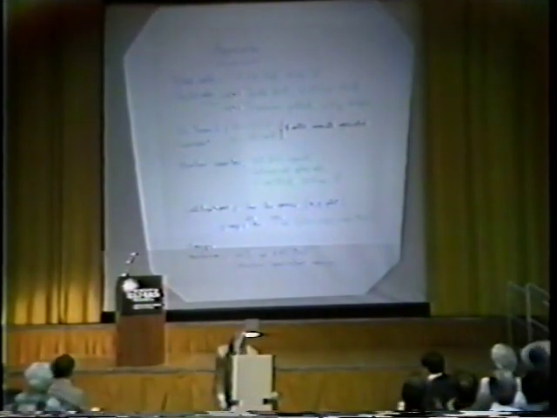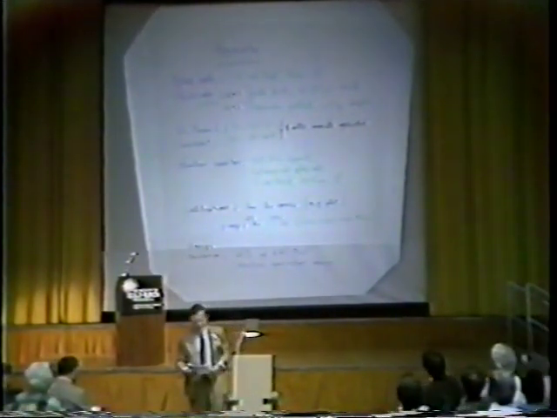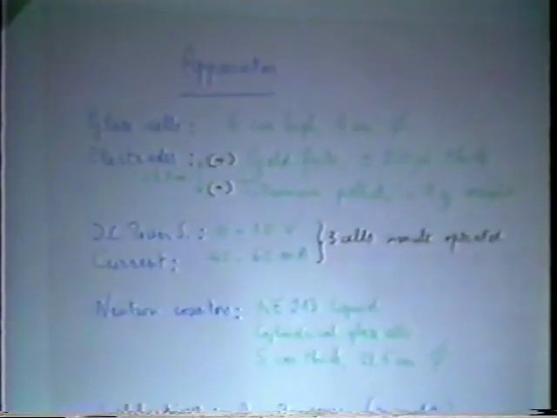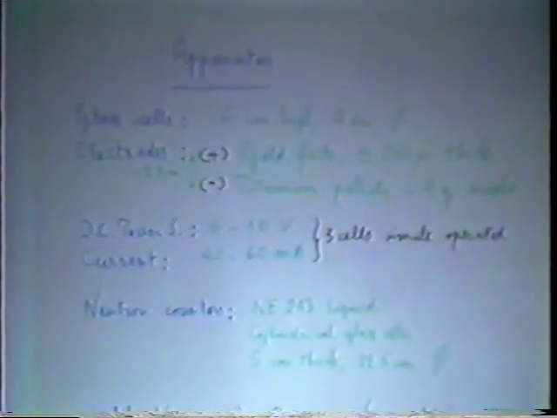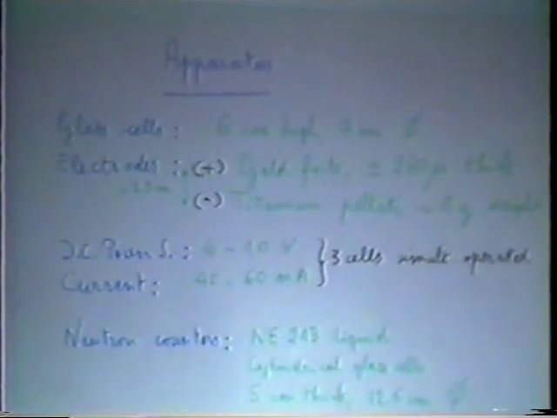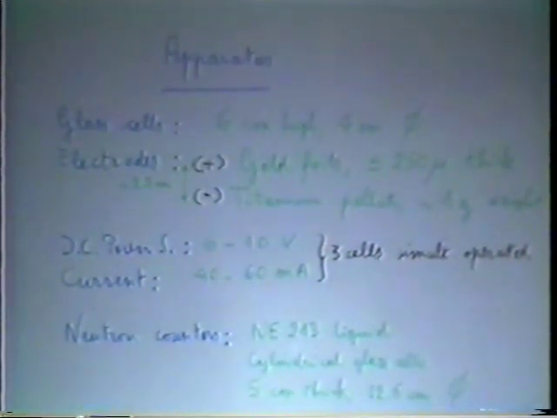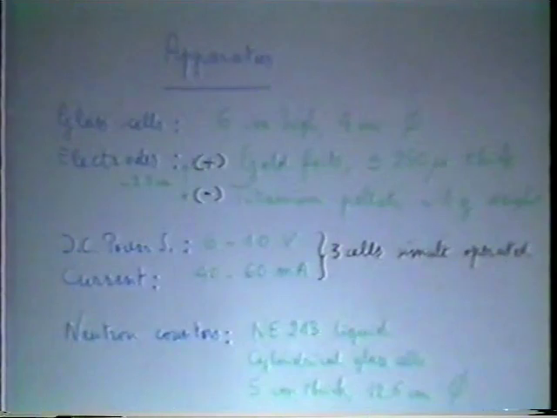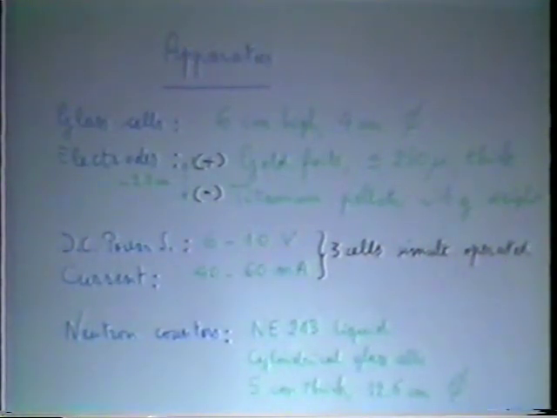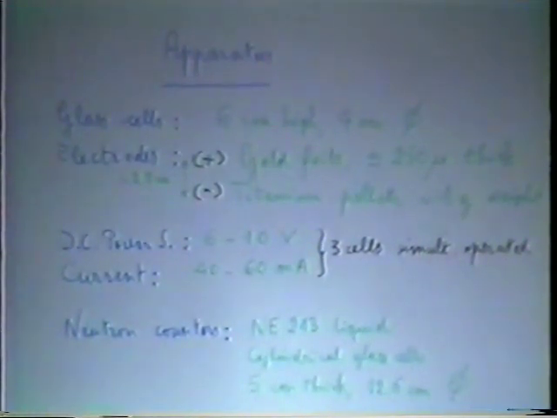The electrolytic cells were 6 centimeters high, 4 centimeters in diameter glass containers. Gold foils having a thickness smaller than 250 microns were used as positive electrodes. The negative ones were fused titanium pellets about 1 gram in weight. The electrodes were kept at a distance of 2.5 centimeters from one another. The DC power supply provided 6 to 10 volts with currents of 40 to 60 milliamps across each cell. 3 cells were operated simultaneously.